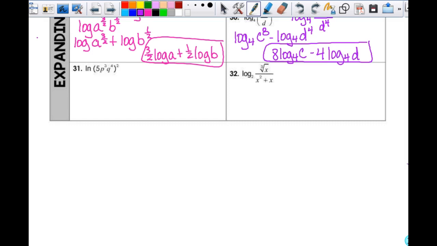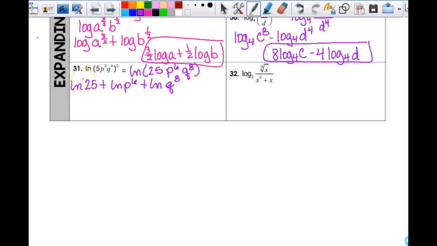I'm going to distribute this squared into here, so this gives me the natural log. Well, 5 to the second power is what? 25. And then p cubed to the second power is going to be p to the 6th. Q to the 4th to the second power is going to be q to the 8th. Yes? All right. So then this is going to give me natural log of 25 plus the natural log of p to the 6th plus the natural log of q to the 8th.